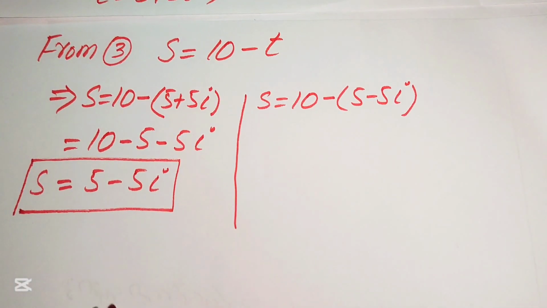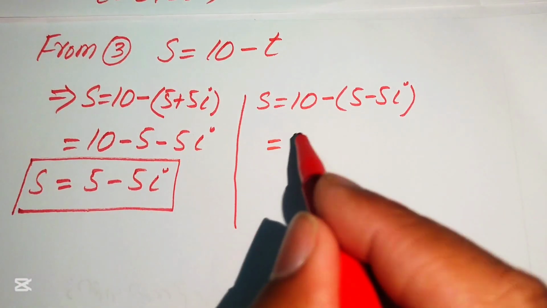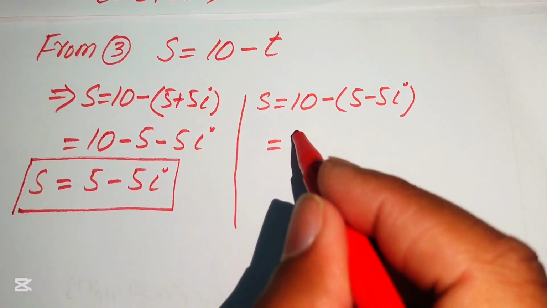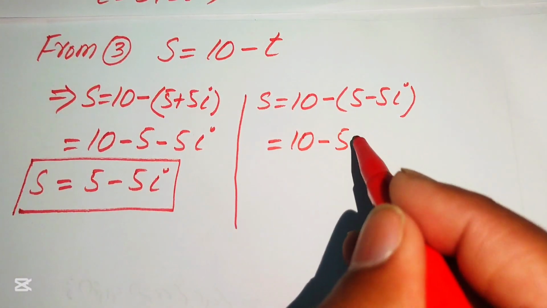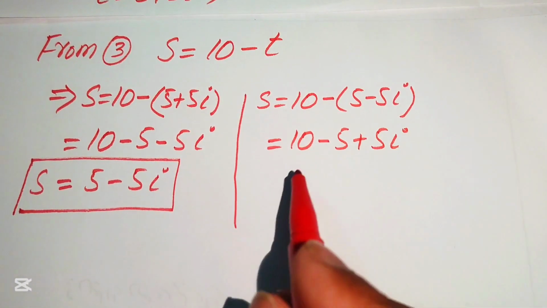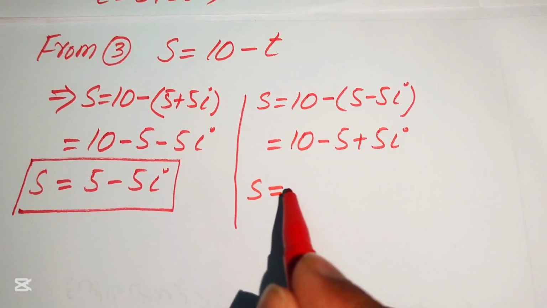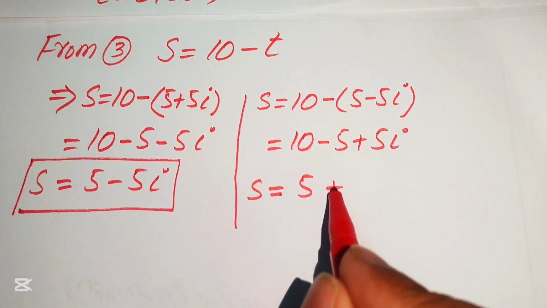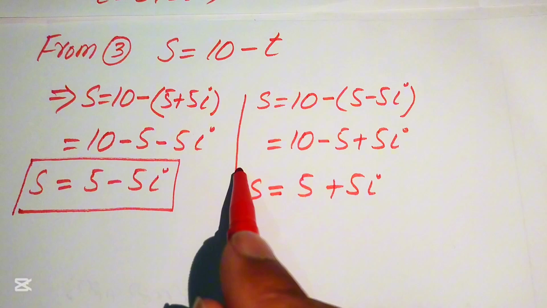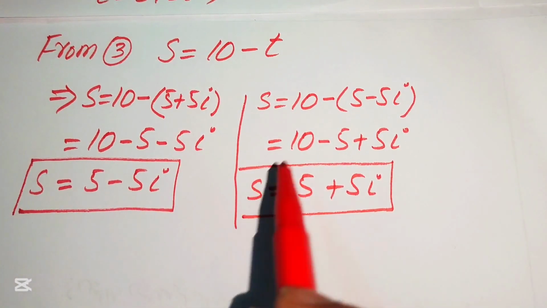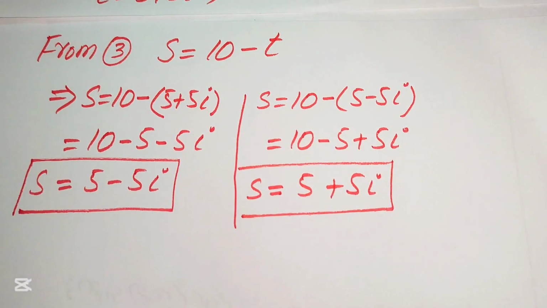Now we need to focus on this equation, and here we multiply this minus sign in both of these terms. It will be written as 10 minus 5 plus 5 iota. So we get the value of s equals 5 plus 5 iota. So this is the second value of s corresponding to this value of t.